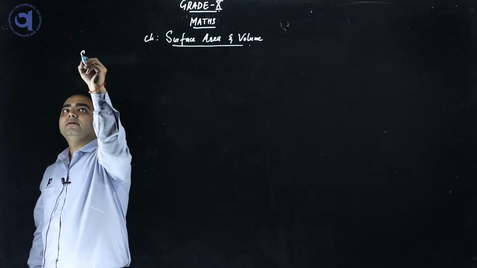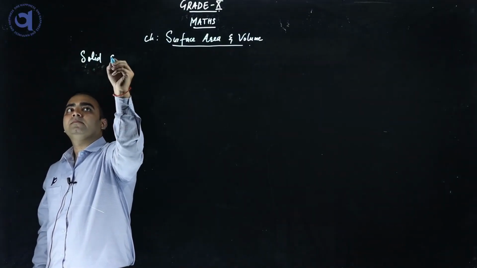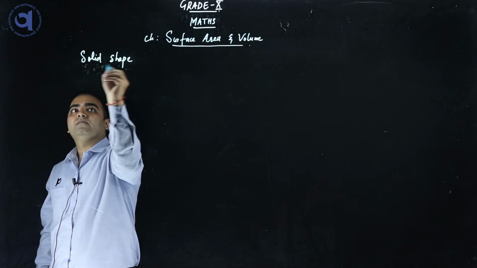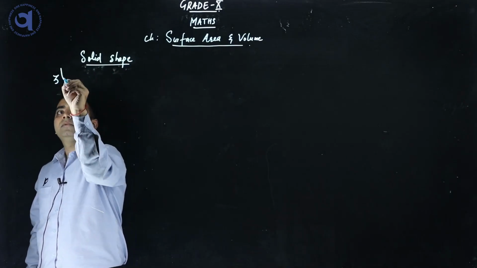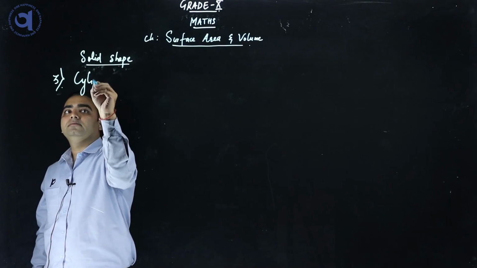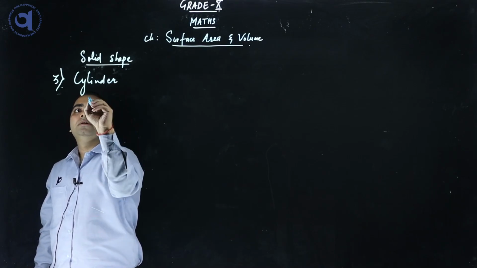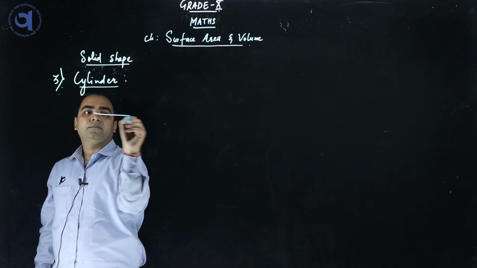Now let us see the third solid shape, that is a cylinder. Now how does a cylinder look?